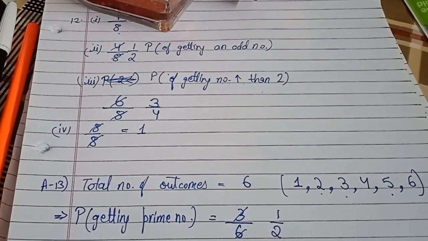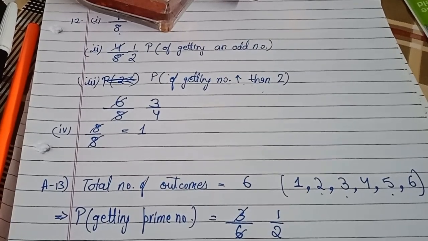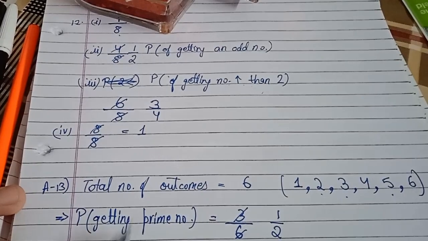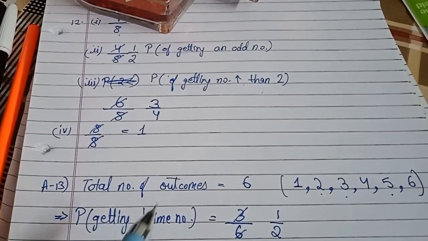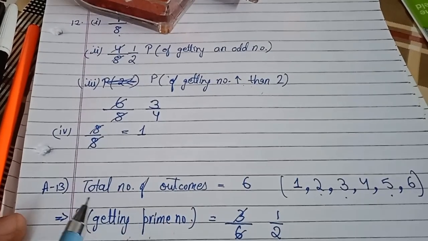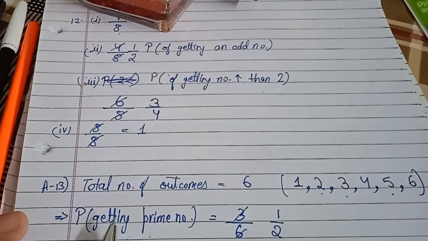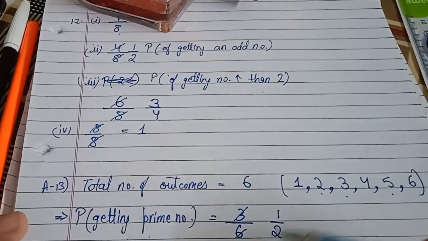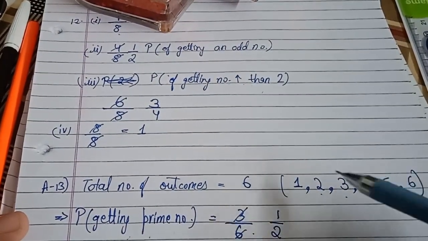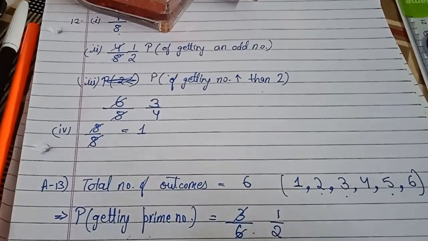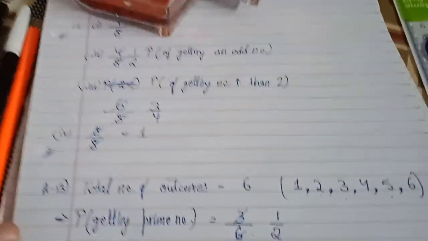I hope you are trying to understand how I am getting it. Probability of getting a prime number. Prime numbers are those numbers which are not divisible by any number other than 1 and the number itself. So by the definition also you can find it out. The total number of outcomes was 6. I had 3 prime numbers that can be an outcome. Hence the answer is 1 upon 2.